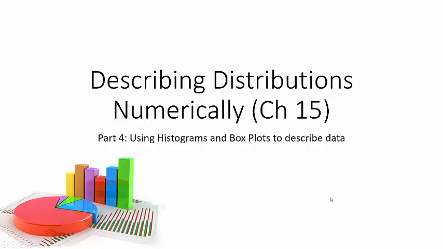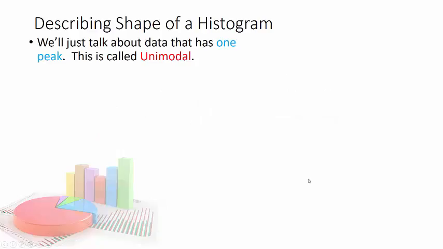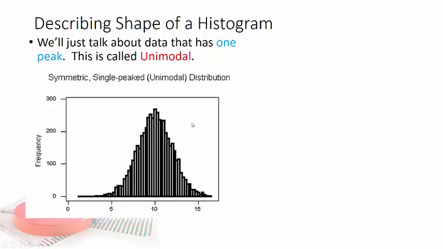Now I'm going to look at describing the data numerically, not just using box plots, but also histograms. And you've done histograms for a long time. We're going to talk about data that has one peak. This means unimodal, one mode. So basically, normally if we look at data, we expect it to look something like this.